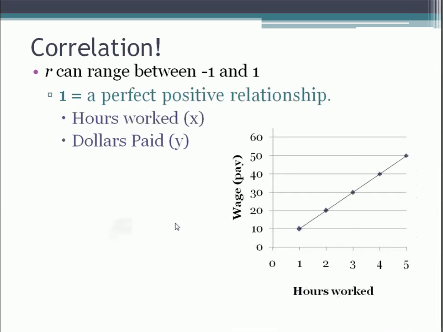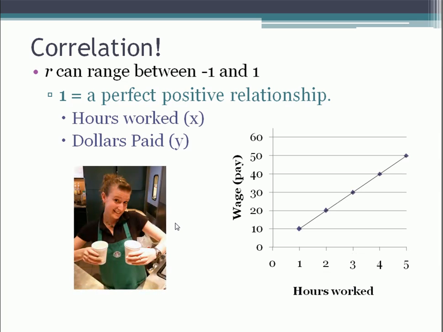A perfect positive correlation would be the relationship between the number of hours you work and the number of dollars you get paid, right? We're all real familiar with this. If you get $10 an hour and you work 4 hours, you know with 100% certainty that you're going to earn $40, right? And this makes this a perfect positive relationship, right? So -1 and +1 are perfect relationships.